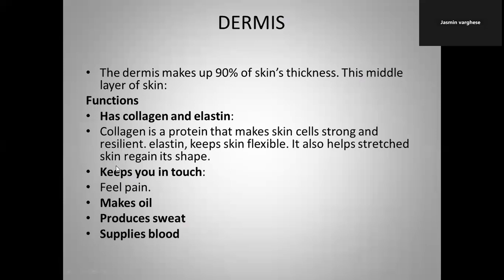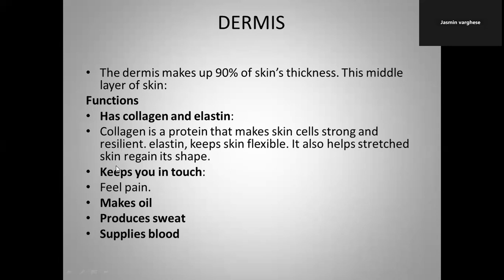The dermis makes up 90% of skin thickness, and this middle layer of the skin has different functions. Touching sensation is because of the dermis. Feeling pain is because of the dermis. It makes oil, it produces sweat, and it supplies blood. So the major functions are taking place through the dermis layer of your skin.